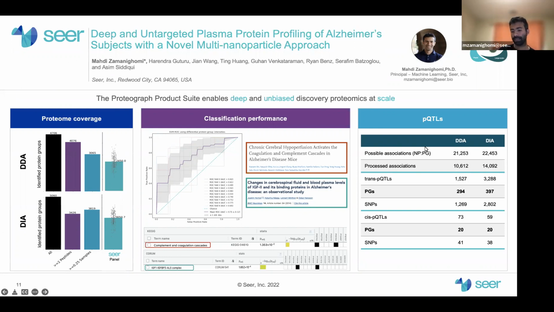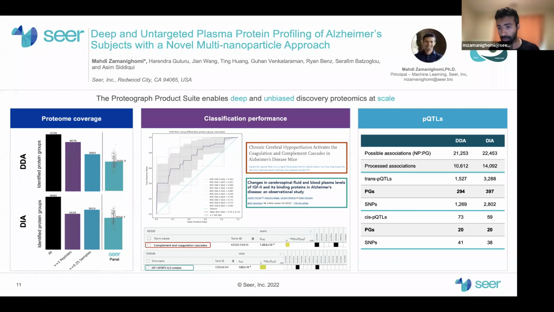For the pQTL analysis, we looked at the SNPs coming from the whole genome array and their association to the changes in protein expression. And this should enable better identification of causal protein expression and causal SNPs. For such a small cohort, we identified for DIA about 60 and for DDA about 76 pQTLs, corresponding to 20 protein groups. These are very notable numbers.